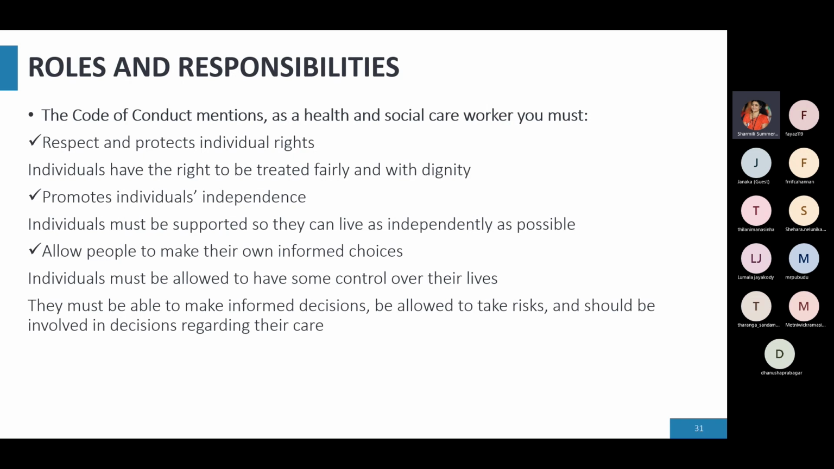If you think that it is not possible, then with proper communication and proper understanding, we can change those things. So these are the major roles and responsibilities of any health and social care worker, which come under the code of conduct. Through this code of conduct, we can make ethically and morally suitable solutions or decisions for another person or a patient.